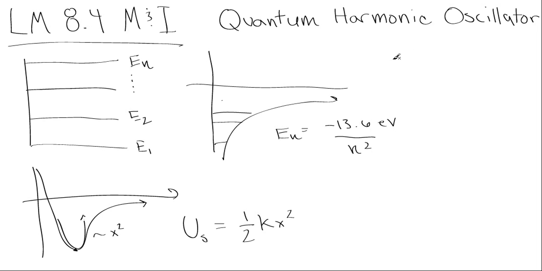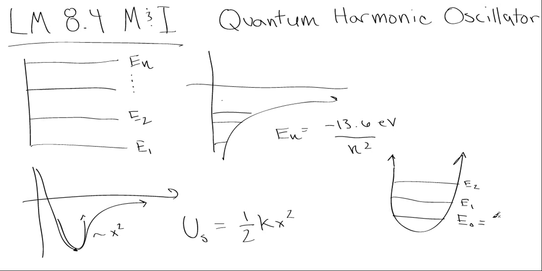So one big difference between the quantum harmonic oscillator and the hydrogen atom is that the energy levels of a harmonic oscillator are evenly spaced. So if we have our harmonic oscillator potential, we have a definite ground state energy, and in the harmonic oscillator we label it E0 by convention instead of E1. So in the oscillator, E0 is the ground state, E1 is the first excited state, E2 is the second excited state, and these all have an even spacing.